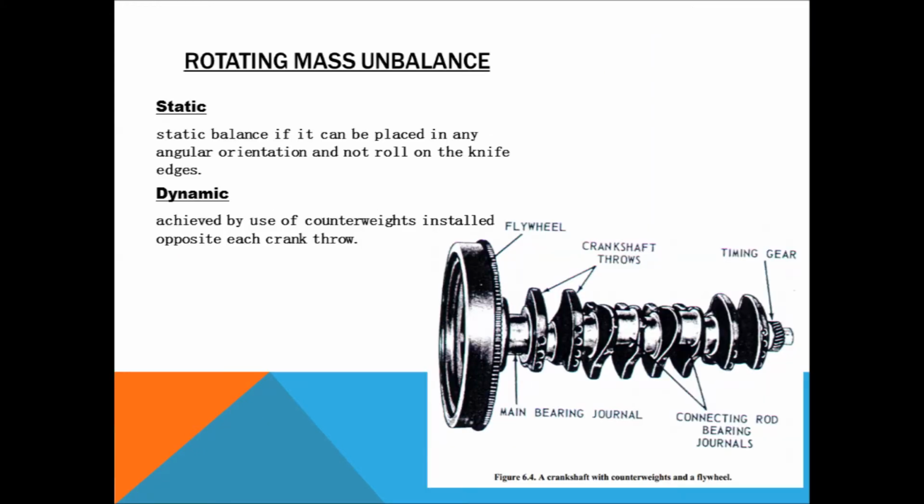For the rotating mass unbalance, there are basically 2 types of balancing, which are the static and also the dynamic balancing. For the static balancing, if it can be placed in any angular orientation and not roll on the knife edges, it is said to be static balanced. And as for the dynamic balancing, it can be achieved by using counterweights installed opposite of each crank throw. The figure below shows us how the dynamic balancing works.